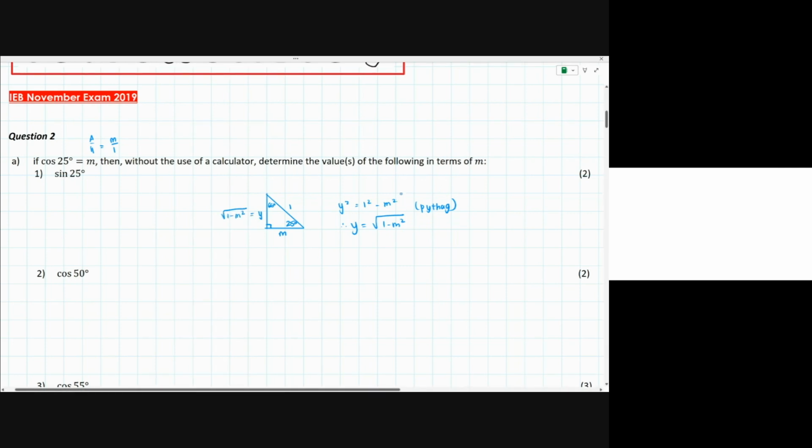I don't need to see your substitution into Pythag. You can go straight to y equals root 1 minus m squared and just have Pythag there. But that is where we do mark you in terms of the diagram or in terms of additional information that you need. Lorato?